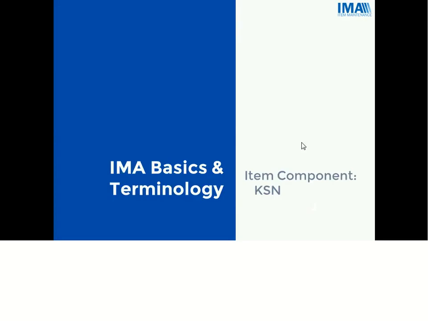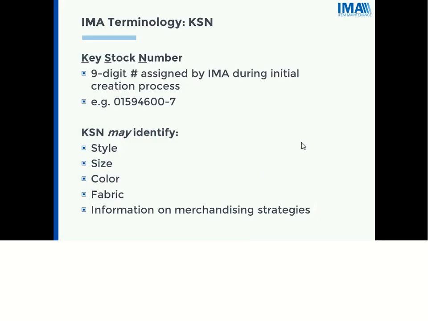Okay, so we're going to move on to the KSN tab. KSN stands for Key Stock Number, and it's basically a 9-digit number. It's randomly created by IMA during the initial creation process. Officially it has that dash and the check digit at the end. We do require that at the store level for items to ring up properly, but you'll find that a lot of our internal systems don't require that dash and check digit. You actually have to omit it in a lot of cases. For instance, if you were to do a quick search for a KSN, you would have to leave off that -7. Otherwise, it's not going to come back with any search results.